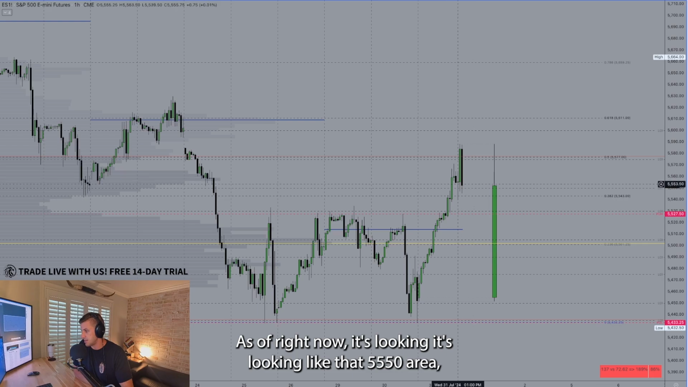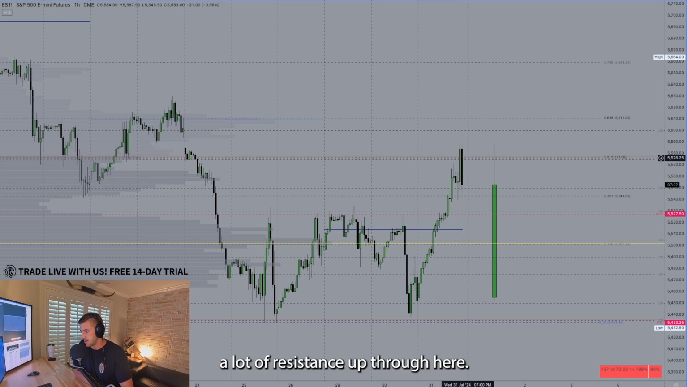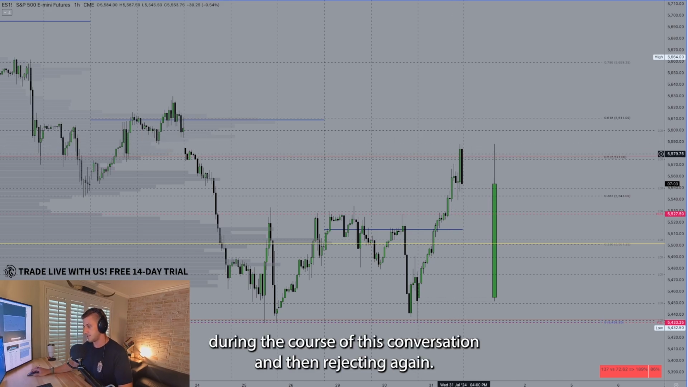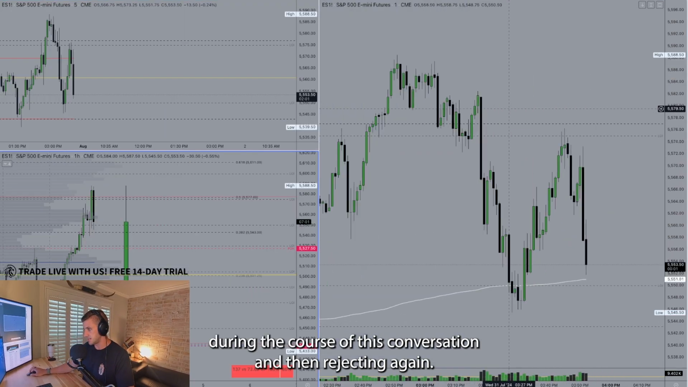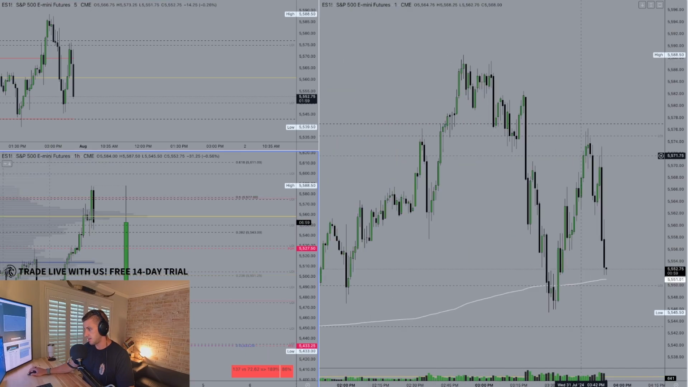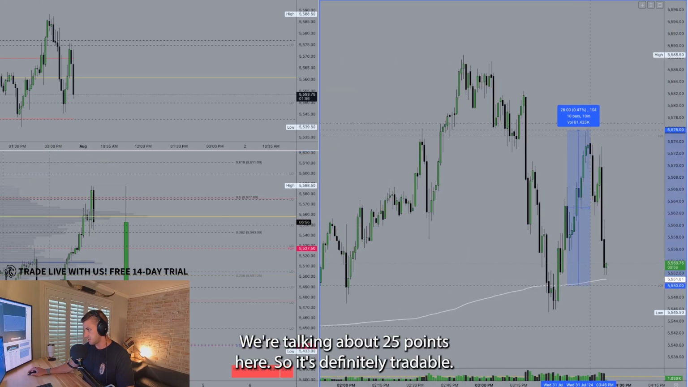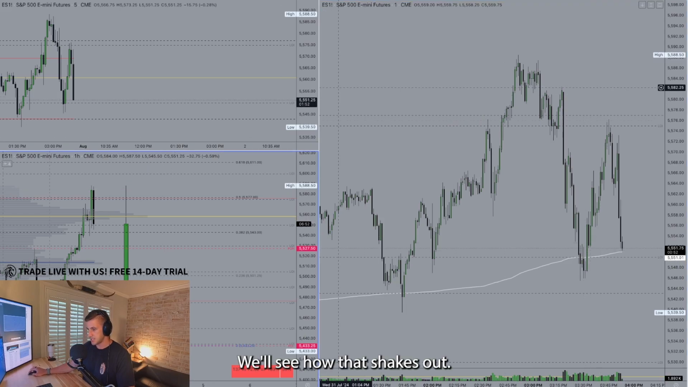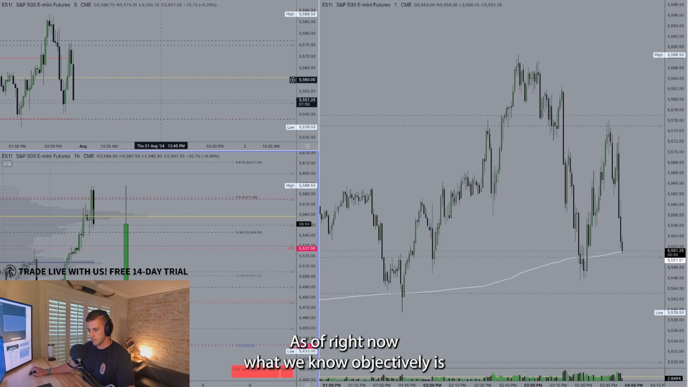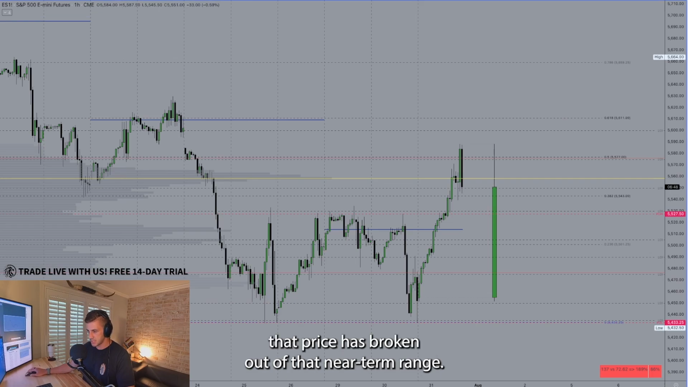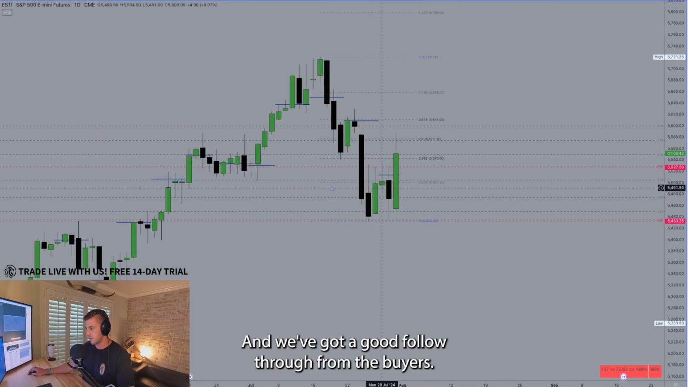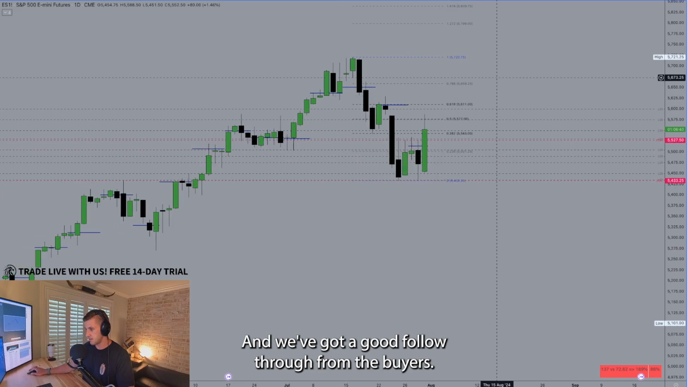As of right now, it's looking like that 55.50 area. A lot of resistance up through here, as we can see price retesting that 75 during the course of this conversation and then rejecting again, right? But these are wide moves. We're talking about 25 points here, so it's definitely tradable. We'll see how that shakes out. As of right now, what we know objectively is that price has broken out of that near-term range, and we've got good follow-through from the buyers.